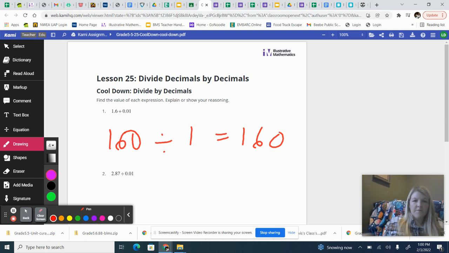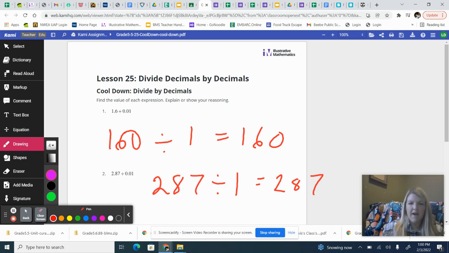Now on the second one, it's going to be very similar. So 2 87 hundredths divided by 100th is going to be the same thing as 2 87 divided by 1. And so our answer is just going to be 287.